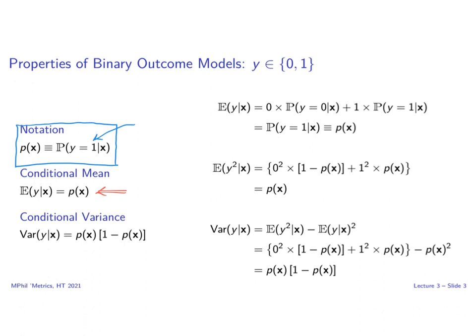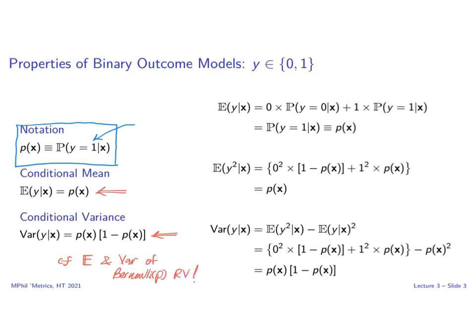And second, the conditional variance of y given x is equal to p of x times 1 minus p of x if y is binary. Let's prove these two results. We'll start with the first one.